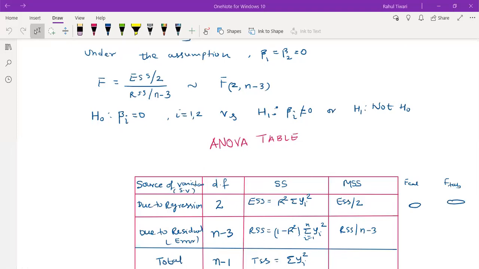Sony, are you testing both beta naught and beta 1, or only beta 1? Beta 1 and beta 2 as well. Correct, correct. It's beta 1 and beta 2. Why not beta naught?